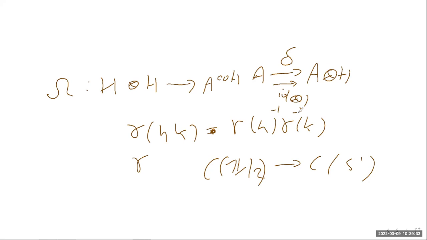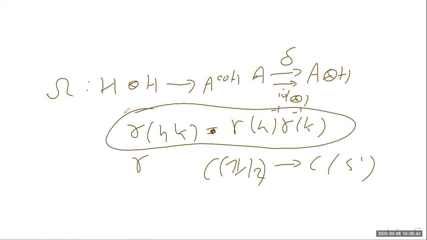Yeah, and then of course here I don't know. You can prove that this element, which a priori is an element of A, is in fact invariant under the coaction. So this sits in the coaction invariant subalgebra. And then this is your omega of H, that's okay.